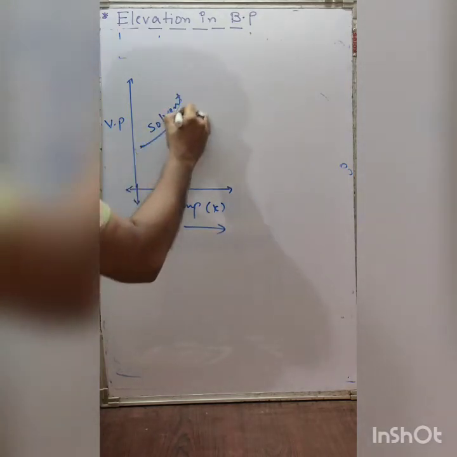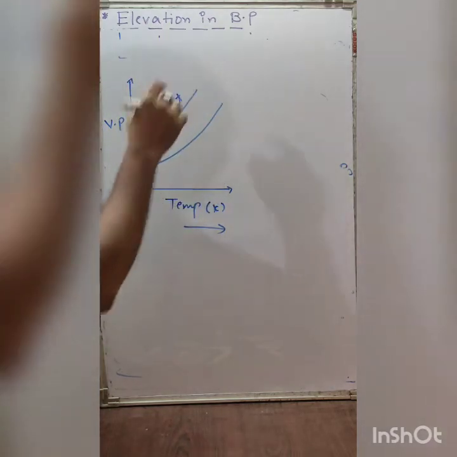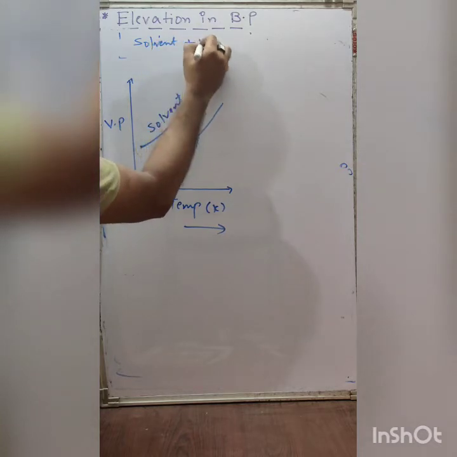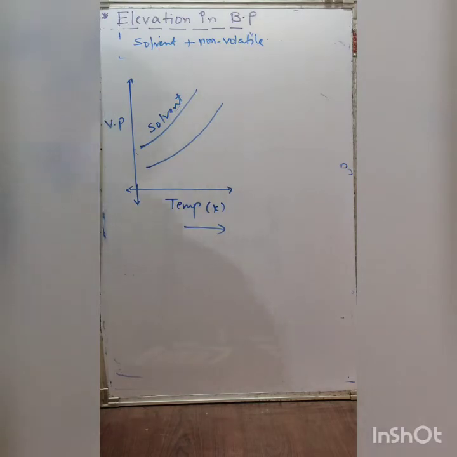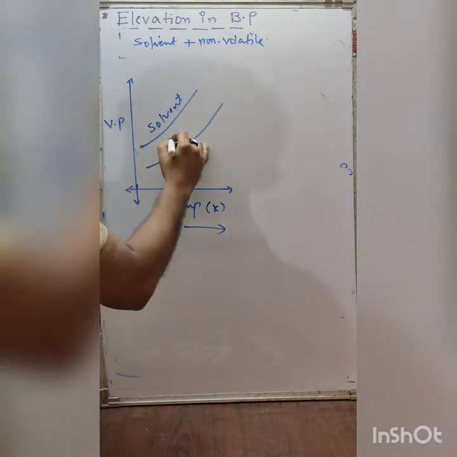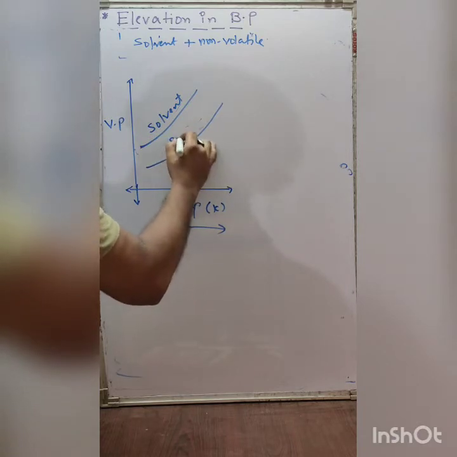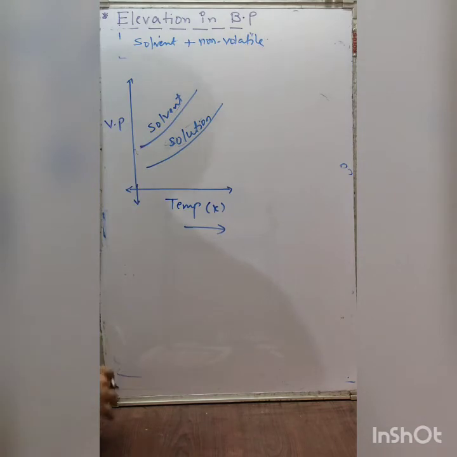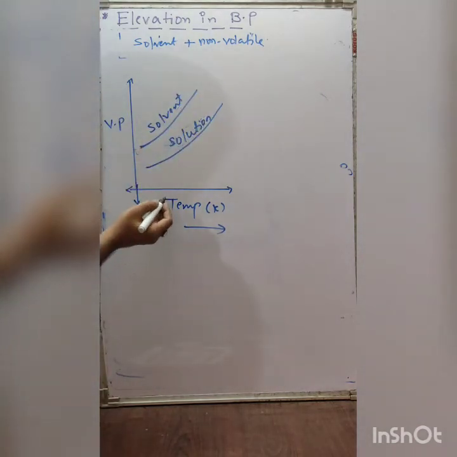Now in the same solvent I add a non-volatile solid. जब non-volatile solid हम ऐड करेंगे तो क्या बनेगा? Solution बनेगा. In the solution which is formed, there is a decrease in vapor pressure. So with the help of these two graphs we can understand this at any temperature.